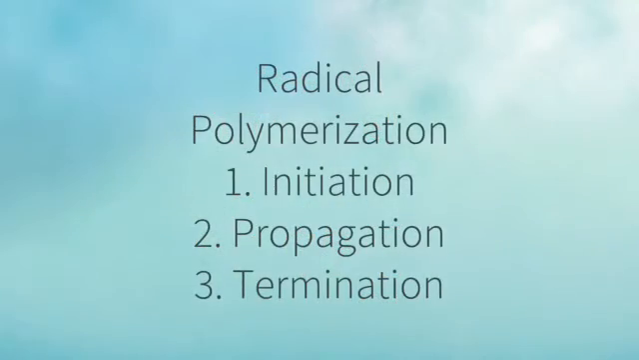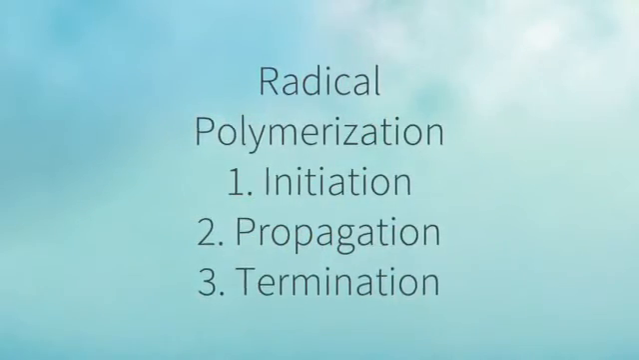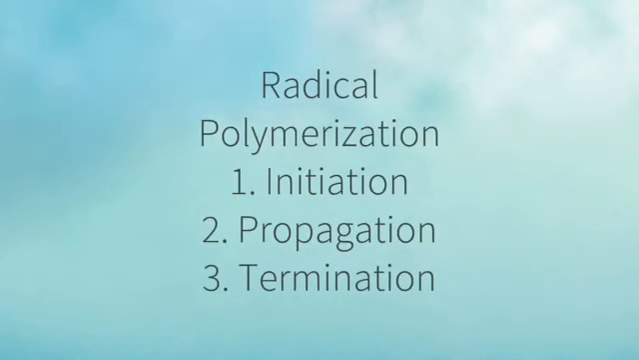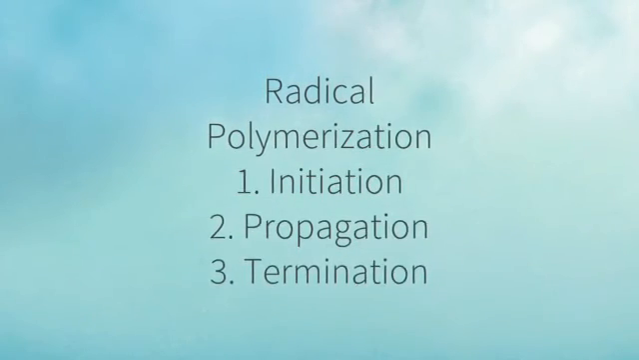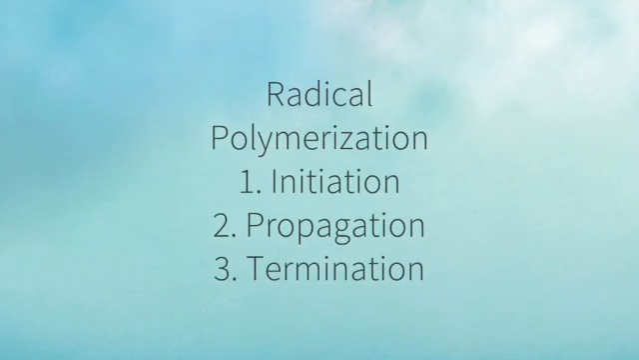In conclusion, in order to do radical polymerization, you still have to go through the three main steps of using radicals as an initiation, propagation, and termination, and by doing this you can form the long polymers that you desire.